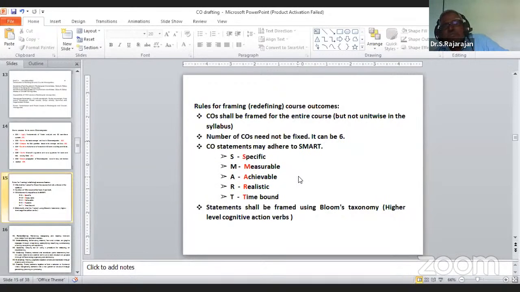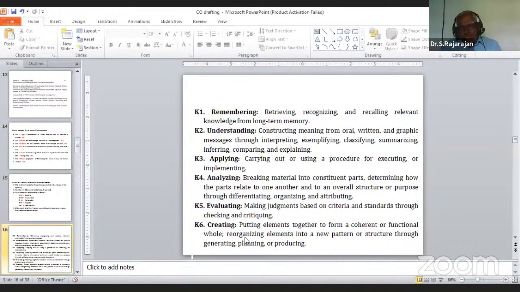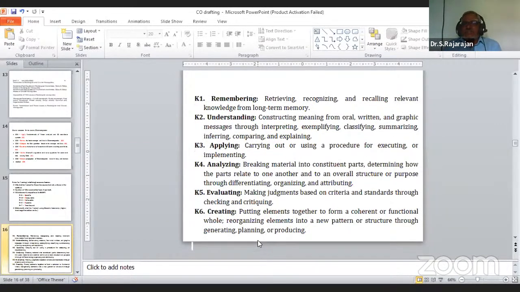The statement shall be framed using Bloom's taxonomy. For your understanding, for theoretical courses you can go with Bloom's taxonomy. For practical courses like laboratories and projects, you can go with Dave's taxonomy. Dave's taxonomy is good for your practical courses. Even K5, K6 can be easily handled there, whereas Bloom's taxonomy is for your theoretical courses. And these are all the different verbs. Remembering is K1, understanding is K2, applying is K3. This is your Bloom's taxonomy. Evaluation is K5, creating is K6.